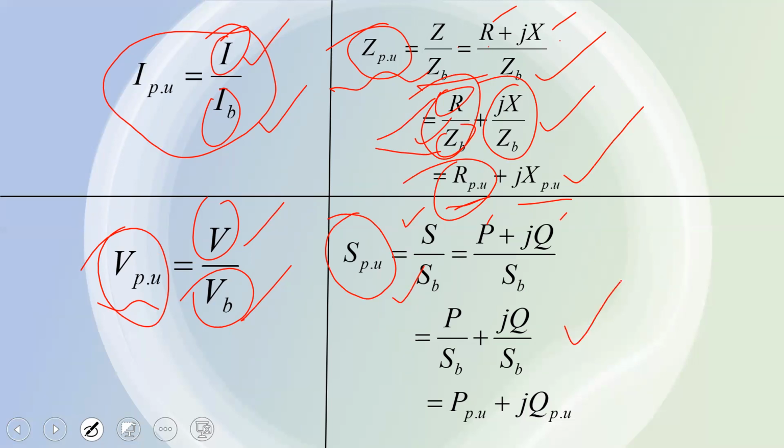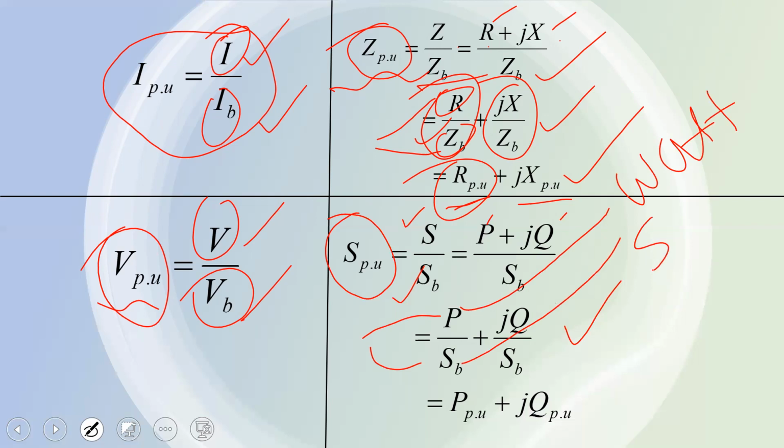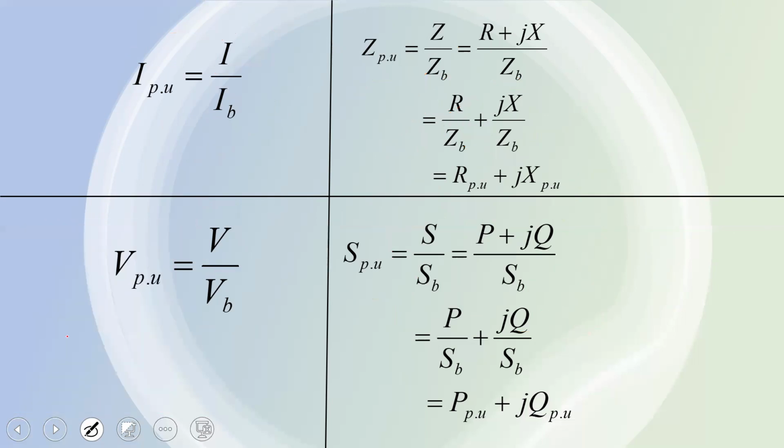And the dimension of P and SB are the same, though they are different in unit. The unit of P and SB differ from each other. Unit of P is watt, and unit of S is volt ampere. So in terms of unit, they differ from one another. But when you calculate the dimension of watt and the dimension of volt ampere, you will get the same dimension. So this is a dimensionless quantity.